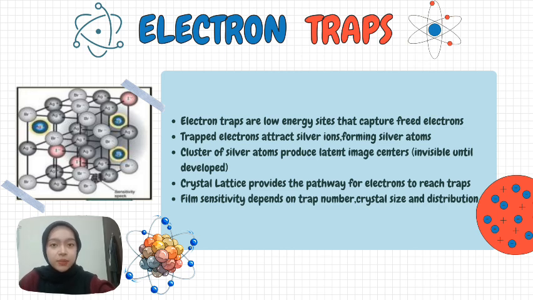Lastly is electron traps, which are called sensitivity specks. They are low energy sites inside the silver halide crystal. They are essential because they capture free electrons after photon exposure. Once trapped, this electron attracts silver ions, forming a silver atom. As more atoms gather, they create clusters known as latent image centers, which remain invisible until chemical development. The crystal lattice provides the pathway for electrons to move toward this trap.